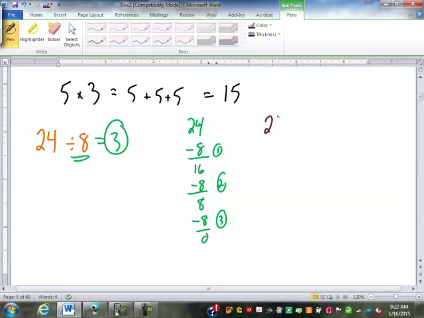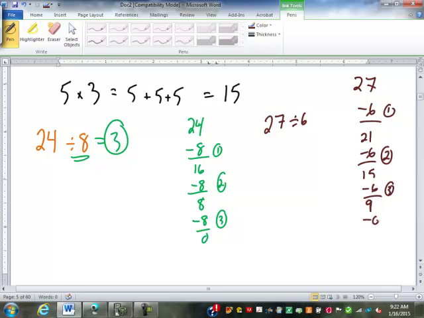Let's say we have 27 divided by 6. We start out with 27, we subtract 6, that's once, get 21. Subtract 6 again to get 15, that's twice. Subtract 6 again to get 9, that's 3 times. Subtract 6 again, that's 3, that's 4 times. So in 27 divided by 6, it goes in there 4 times with 3 left over, so a remainder of 3.